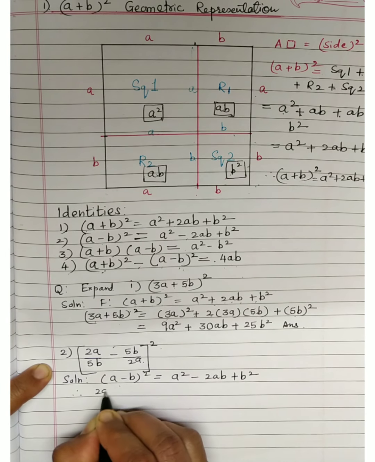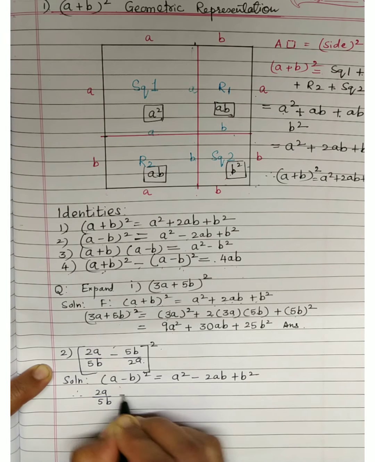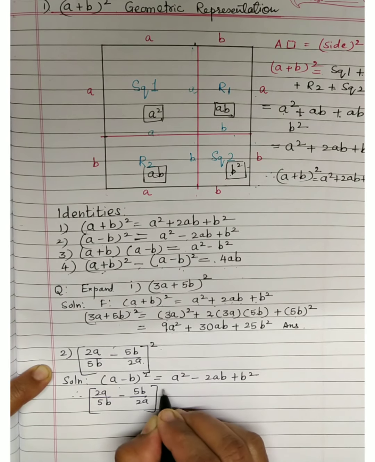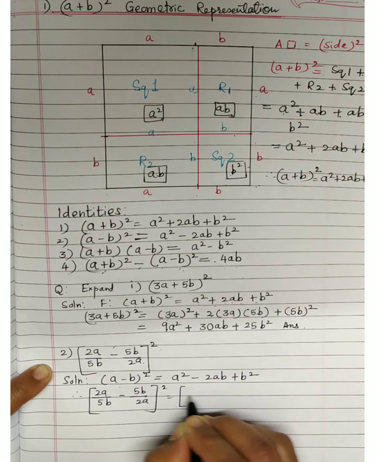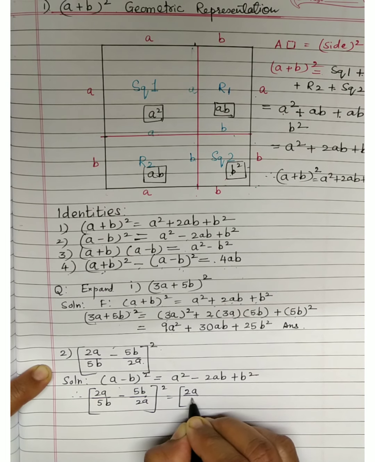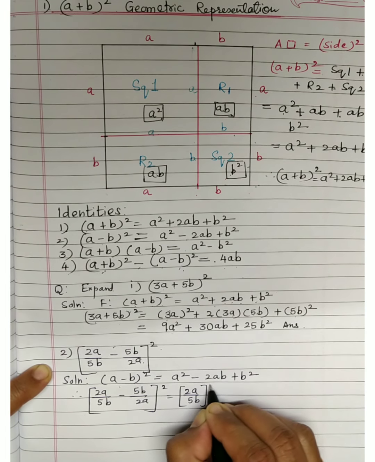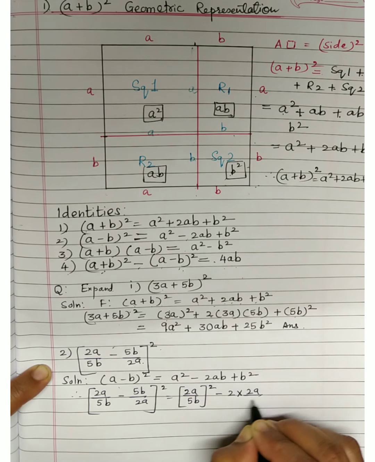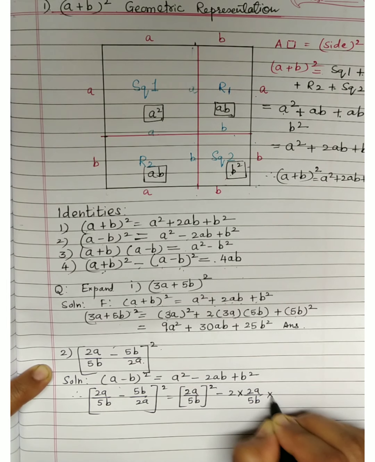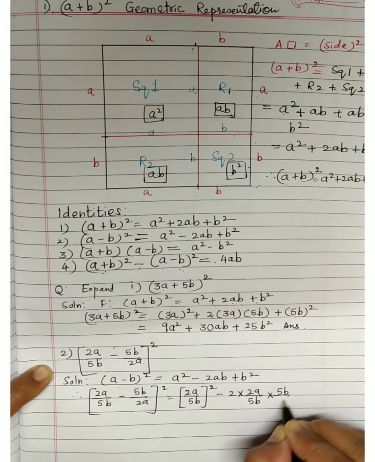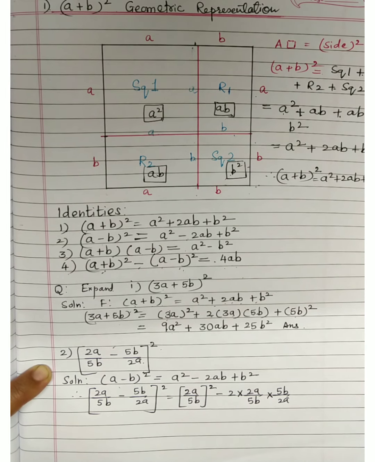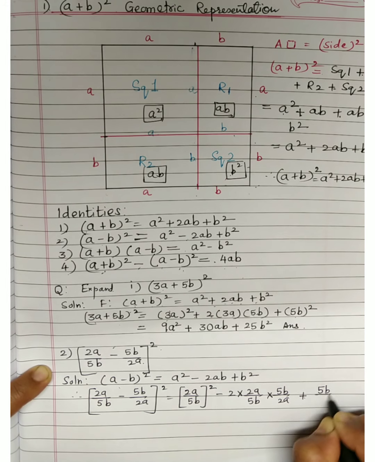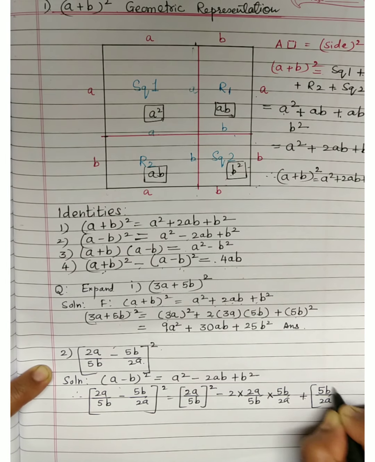Therefore (2a/5b − 5b/2a) the whole square will be what? First term square. First term is 2a upon 5b, minus 2 into 2a upon 5b, that is our first term, into 5b upon 2a, that is our second term, plus 5b upon 2a the whole square.